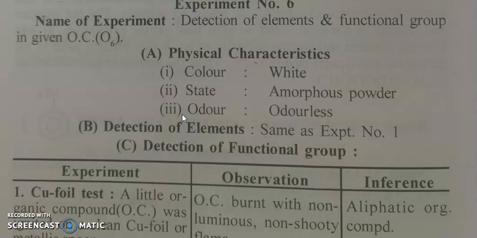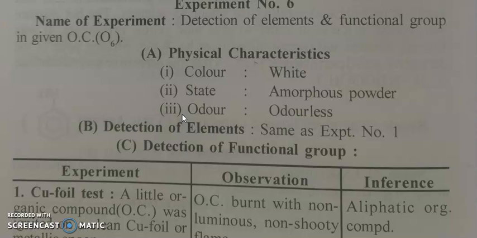Do the experiments and note the observations. Test for nitrogen: 1 ml sodium extract was treated with freshly prepared ferrous sulfate solution. The mixture was warmed, cooled, and dilute hydrochloric acid was added, followed by ferric chloride solution. No Prussian blue or green color was obtained, meaning nitrogen is absent. Then do the test for sulfur. 1 milliliter sodium extract was treated with freshly prepared sodium nitroprusside solution. No violet or pink color was obtained, so sulfur is absent.